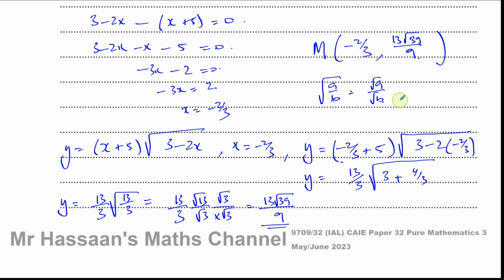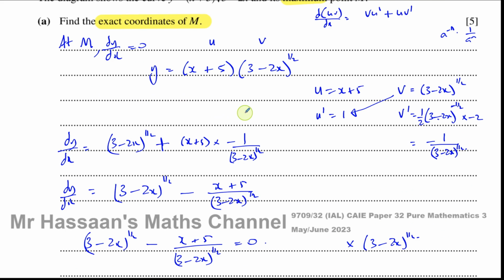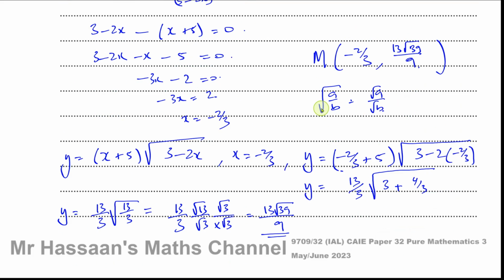Why do I write it in this form, not decimal form? Because it says the exact coordinates of M. So we found them in the exact form. So there we have it. That's the final answer to this question, the coordinates of the maximum point M. So that concludes this question, and this concludes 10a.